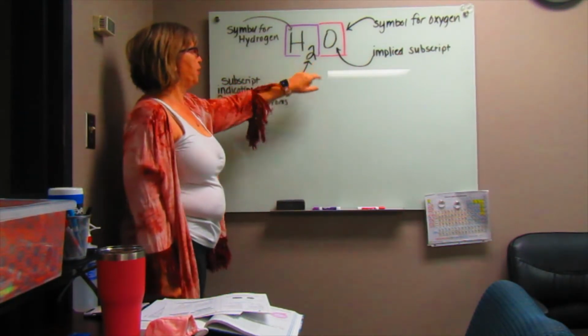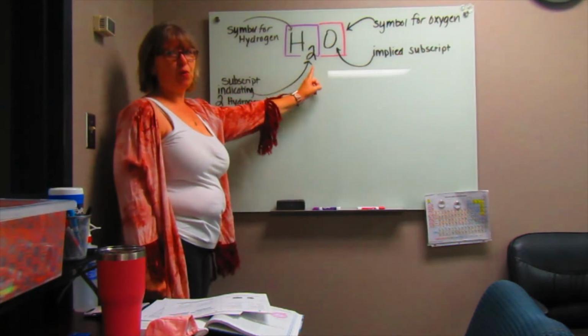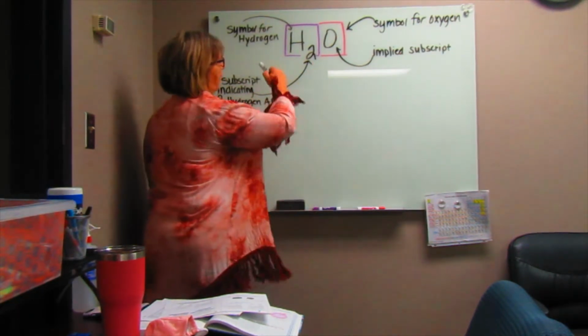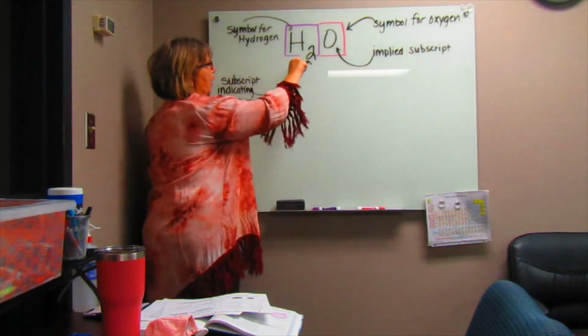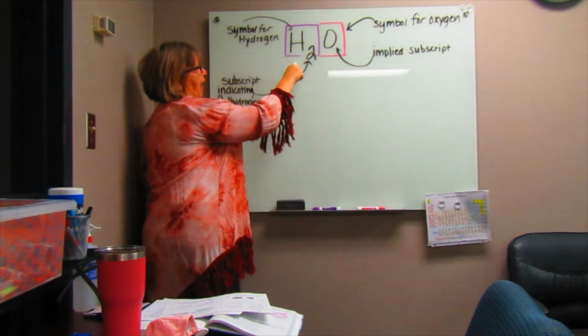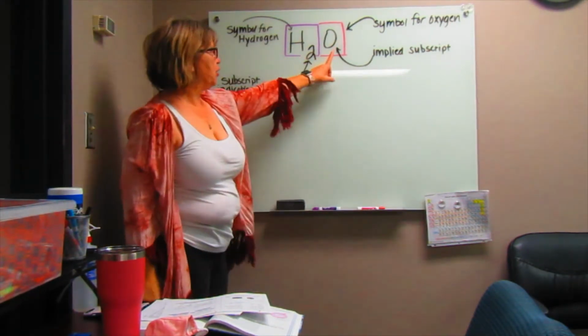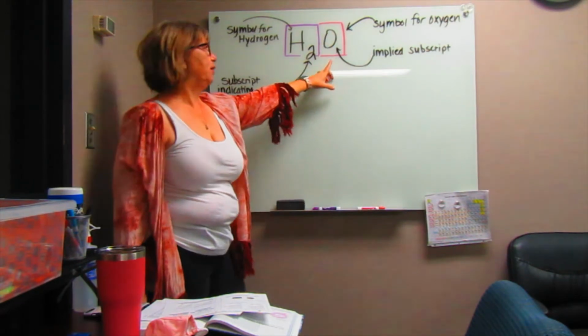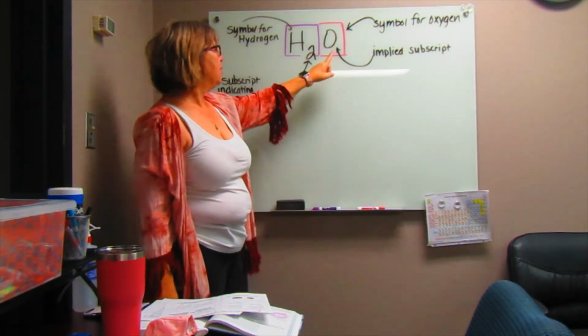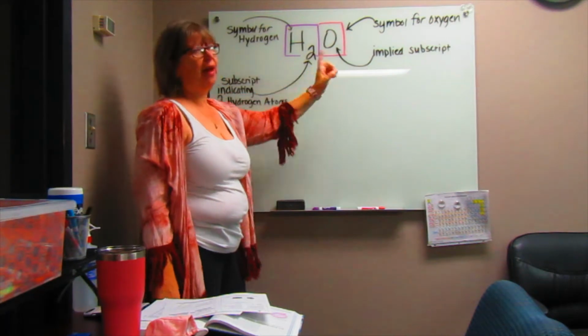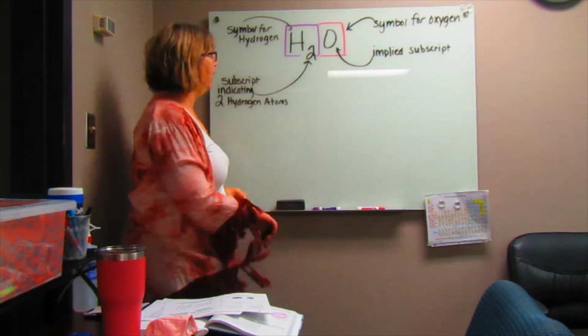We have a subscript here of 2. What this 2 tells us is that in this compound we have 2 hydrogen atoms. There's no subscript on our oxygen. It's just an implied subscript. What it's telling us is that we only have 1 oxygen atom, okay?